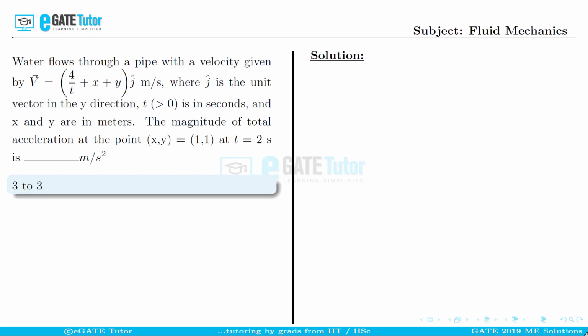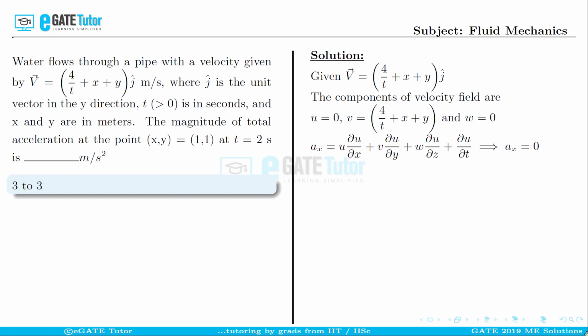It is given that the velocity field is given by V bar = (4/T + X + Y) j hat. When we compare this V bar with the standard or generally taken velocity field, which is U i hat + V j hat + W k hat, we get the components as U = 0, V = 4/T + X + Y, and W = 0.